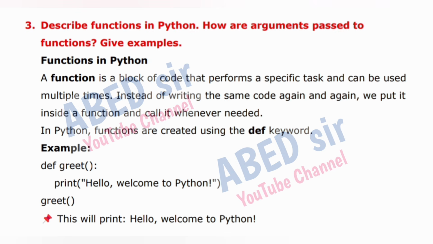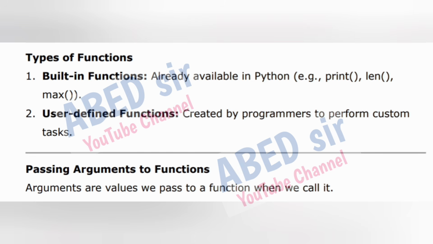In Python, functions are created using the def keyword. Example. def greet(): print("hello, welcome to Python"). greet(). This will print, hello, welcome to Python. Types of functions. 1. Built-in functions, already available in Python. Example, print, len, max. 2. User-defined functions, created by programmers to perform custom tasks. Passing arguments to functions. Arguments are values we pass to a function when we call it.